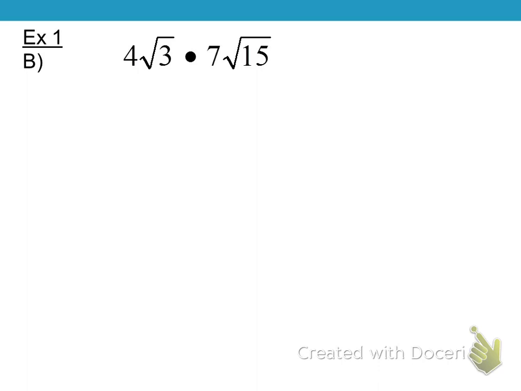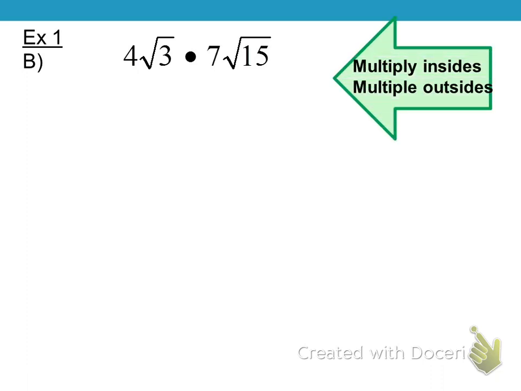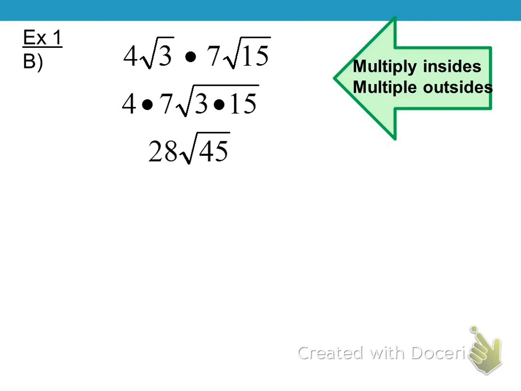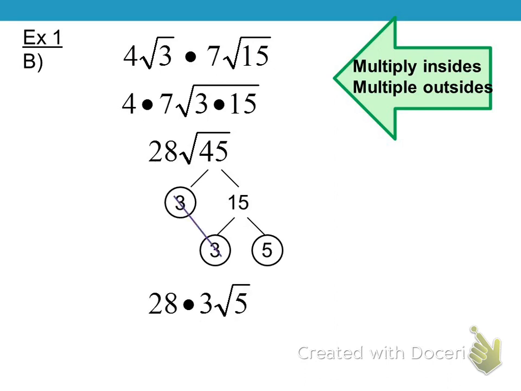Okay. Who's outside? 4 and 7. The 4 and the 7, they're going to multiply. Who's inside? 15. The 15 and the 3, they're going to multiply. Now, that gives me 28 on the outside, 45 on the inside. I can do a tree for the 45. It's 3 and 15, 3 and 5, and who's busting out? The 3s. Now the 3s are outside. Poor 5 stuck inside. 3 times 28 gives us 84 square root 5.